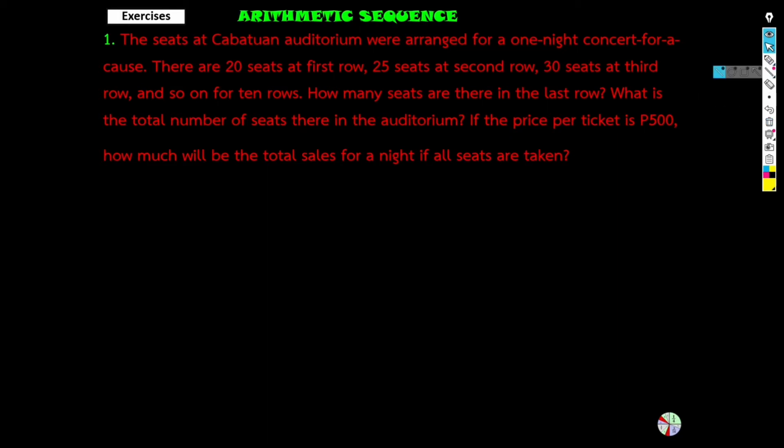The seats at Kabatuan Auditorium were arranged for a one-night concert for a cause. There are 20 seats at first row, 25 seats at second row, 30 seats at third row, and so on. How many seats are there in the last row?